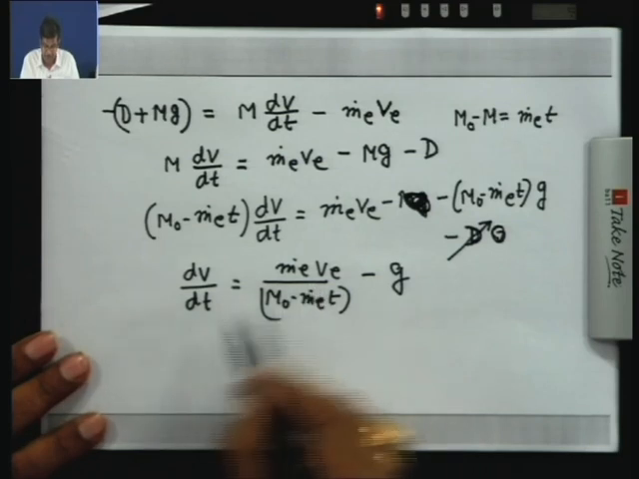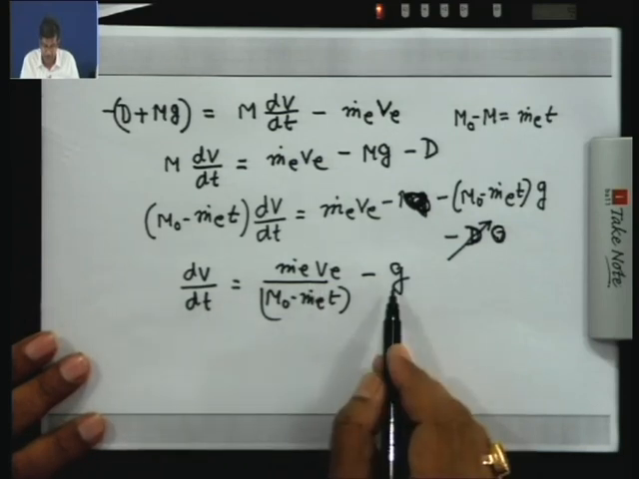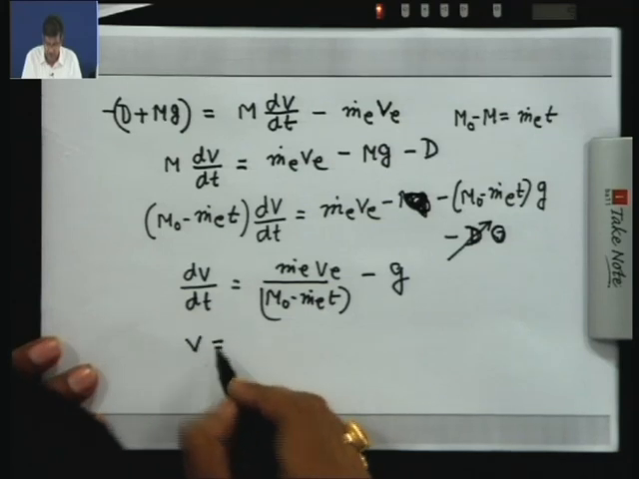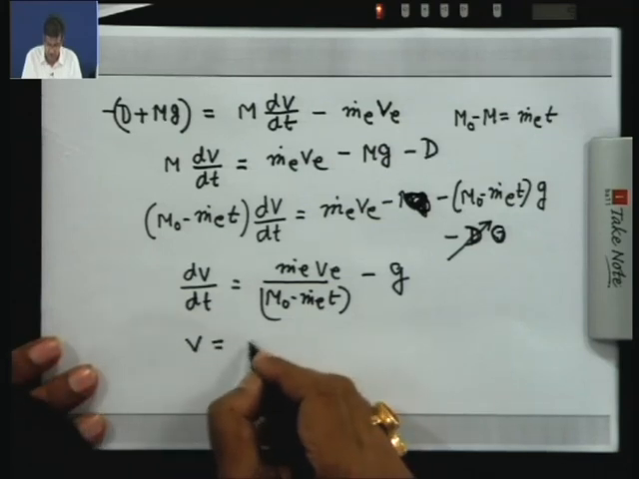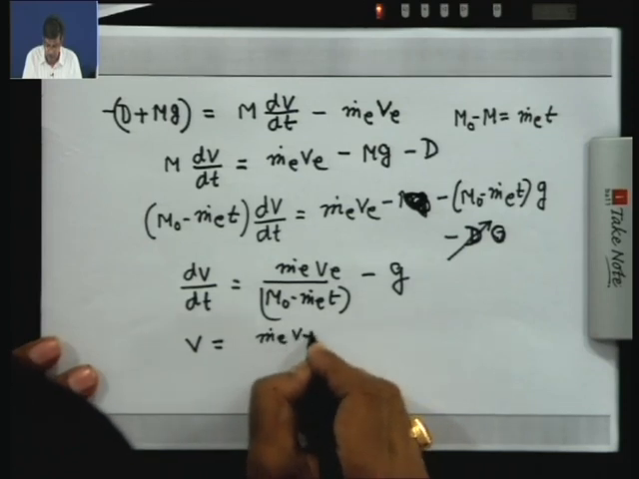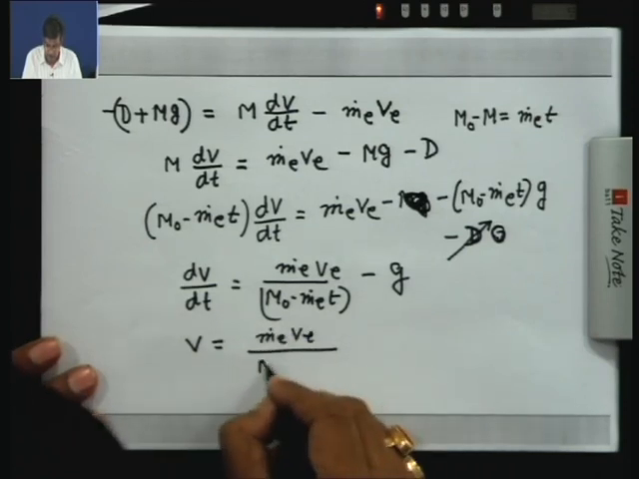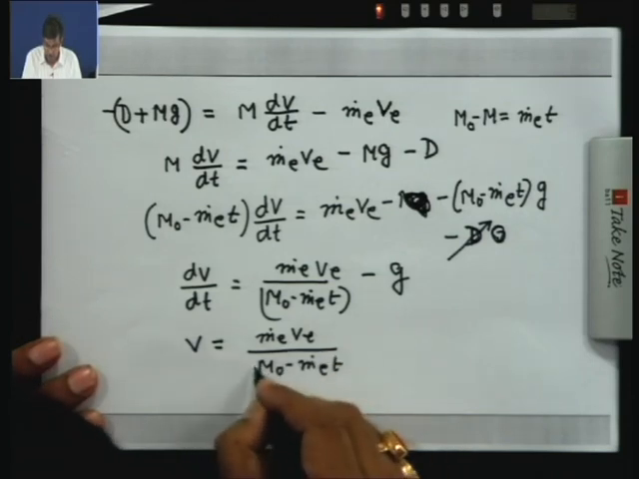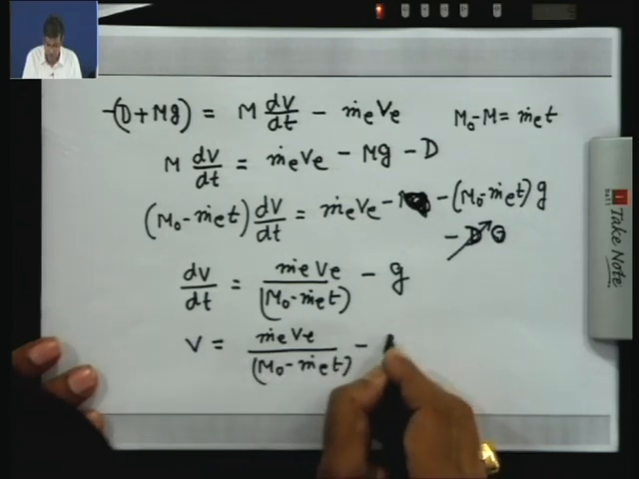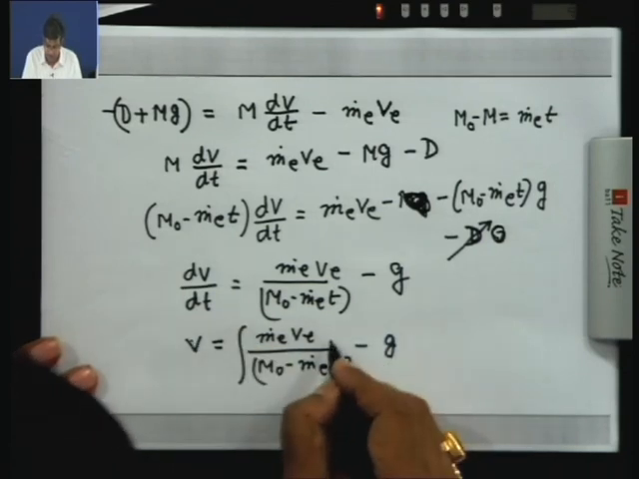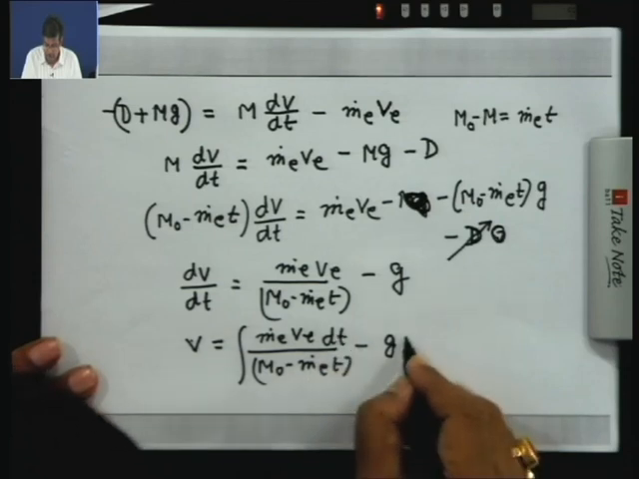This is a very simple equation that you can definitely solve. You can take dt to the other side and integrate. That means V is equal to m dot e V_e divided by m0 minus m dot e t, minus g, that means integrated over dt, minus g t.